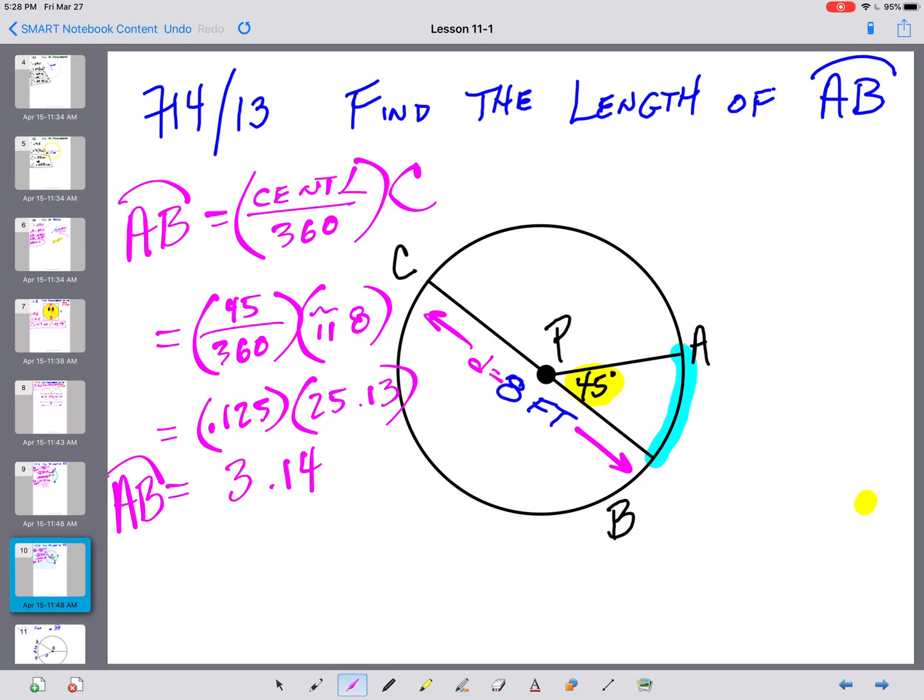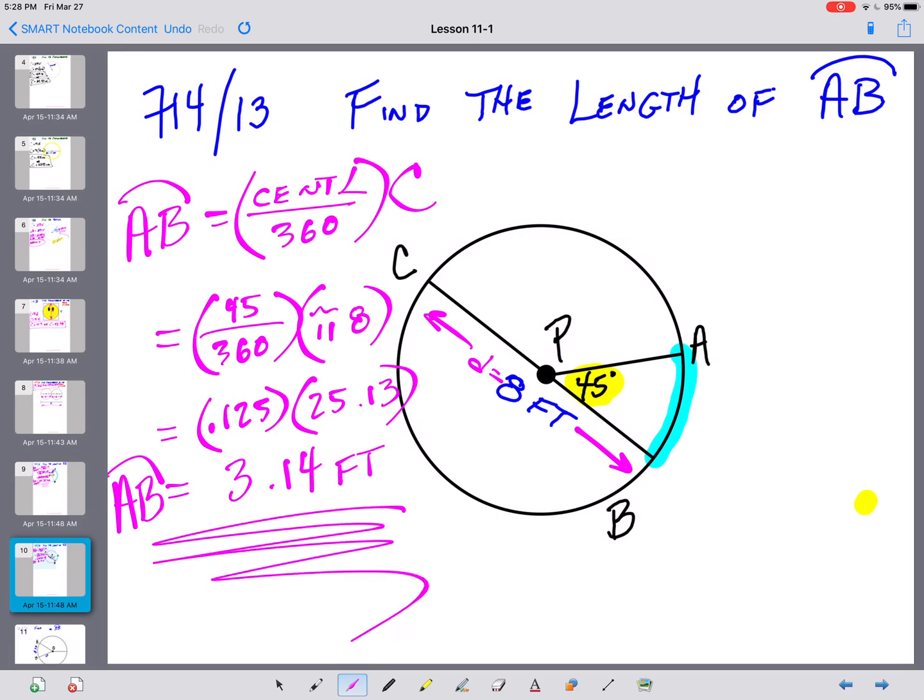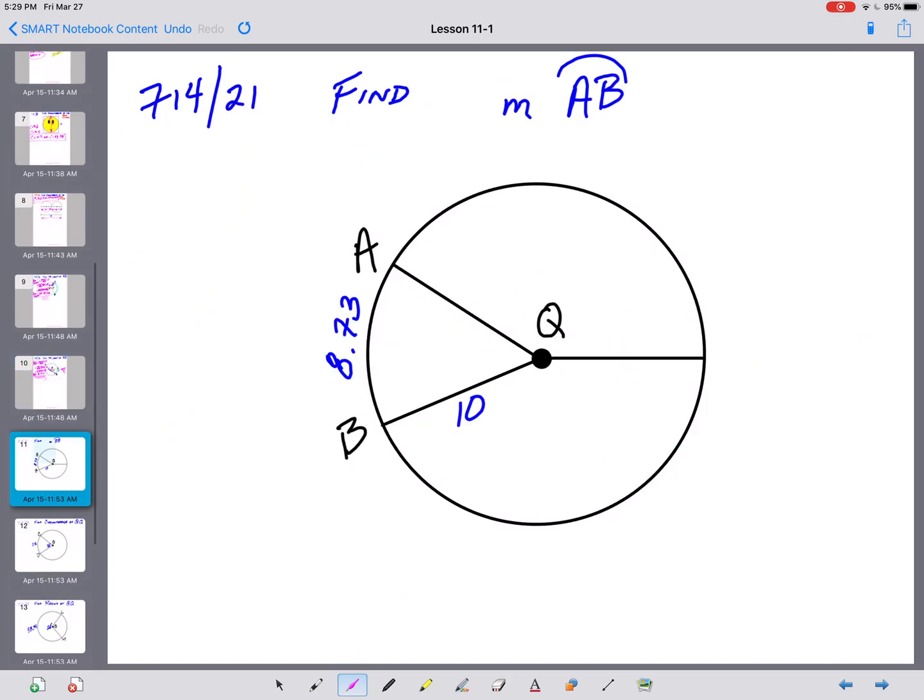And what about units? Yep, it's going to be feet on this one. 3.14 feet. That's going to be this distance right here. Let's move that B guy over. That's the arc length.